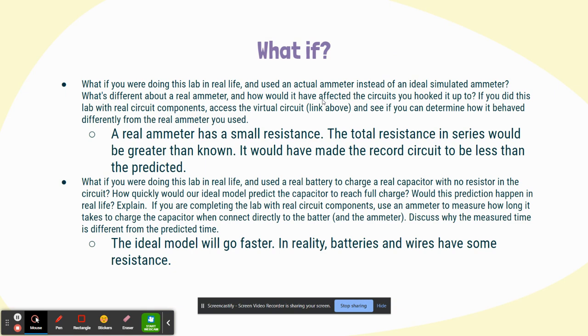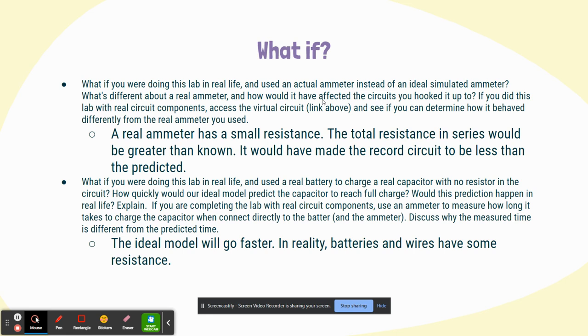So what if? If we were doing this lab in real life with the actual ammeter instead of an ideal ammeter, what would be the difference? So a real ammeter has a small amount of resistance, and the total resistance of the circuit would be greater than predicted, resulting in a lower current than predicted and lower voltage data from each of the other true resistors, throwing our data off by a little bit.